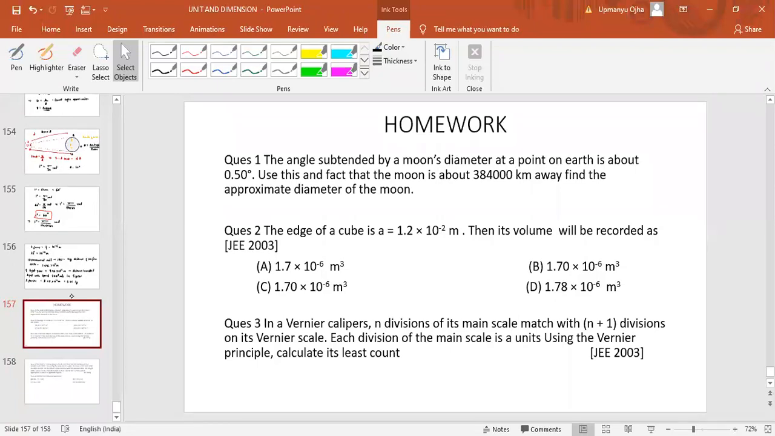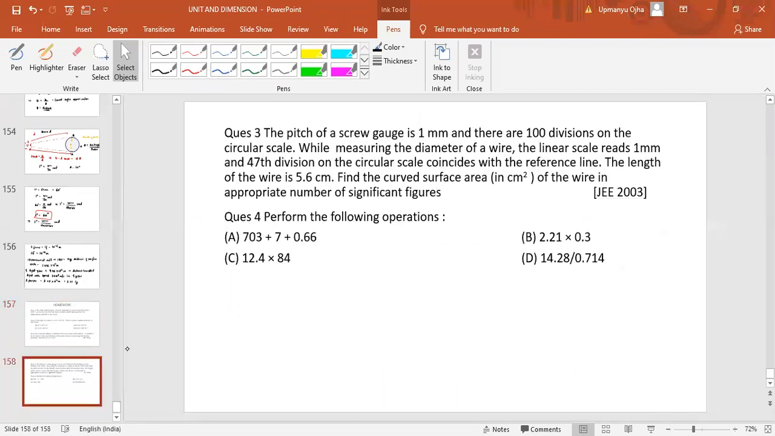Vernier method. The fourth question is to perform the following operation, means you have to add, and you have to get the answer in appropriate significant figures.